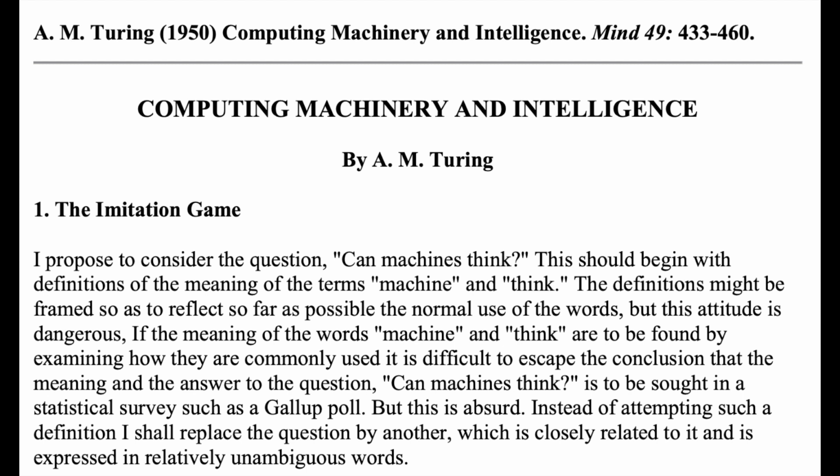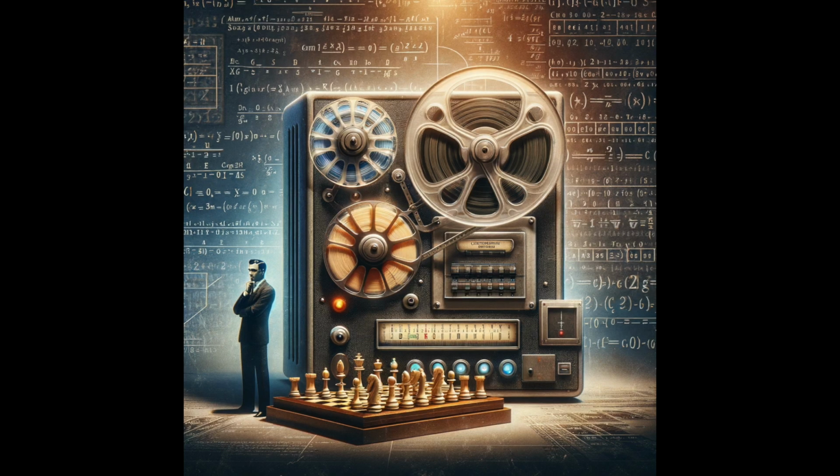This is the summary of a paper by Alan M. Turing titled Computing Machinery and Intelligence, published in 1950 in the journal Mind. This seminal paper is widely recognized for introducing the concept of what Turing called the imitation game, now commonly known as the Turing Test, a method for assessing a machine's ability to exhibit intelligent behavior equivalent to or indistinguishable from that of a human.